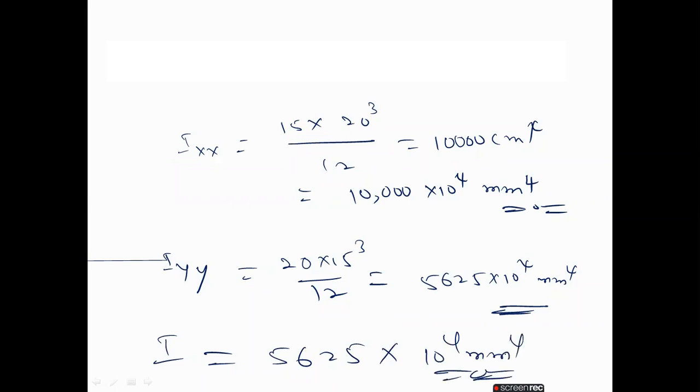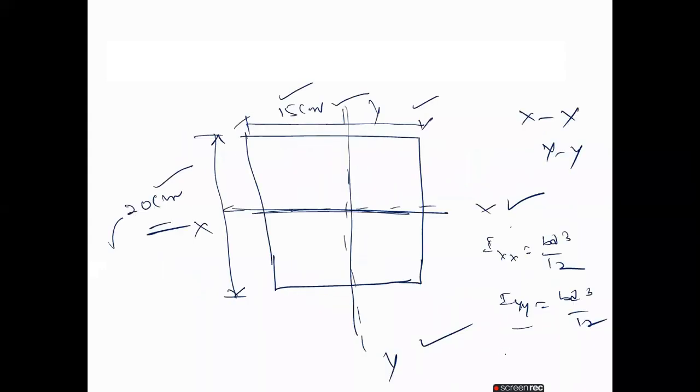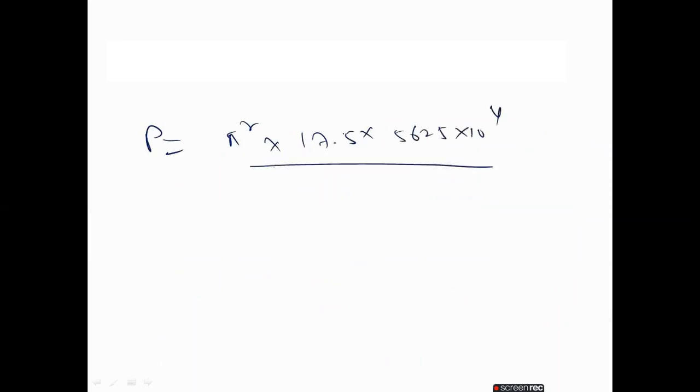Now substitute into the above equation. P equals pi square into E, which is 17.5, into I, which is 5625 into 10 power 4, divided by the effective length LE that we got, 3000 square.